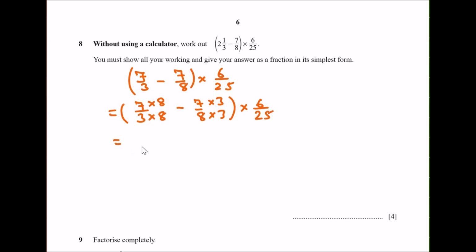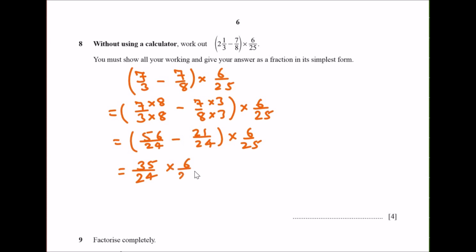So now 56 by 24 minus 21 by 24, into 6 by 25. Now if you subtract 21 from 56, we get 35. So 35 by 24. Bracket part done. Now into 6 by 25.